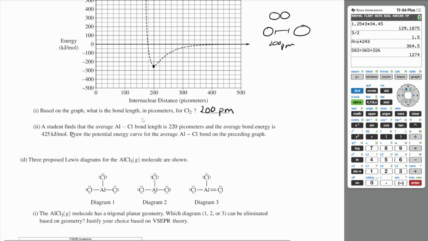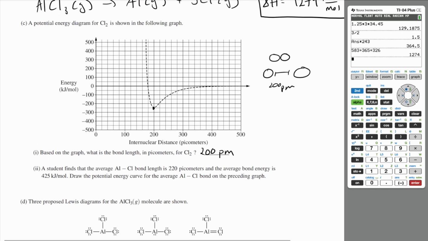Let's move on to 2. A student finds that the average aluminum chloride bond length is 220 picometers and the average bond energy is 425 kilojoules per mole. Draw the potential energy curve for the average aluminum chloride bond on the preceding graph. Okay, so let's draw this on the same graph. We know that the bond length is 220 picometers, so that's going to be about here on this grid line. And the average bond energy is 425 kilojoules per mole. So that's going to be about here. So that's where our minimum is going to be of our graph.